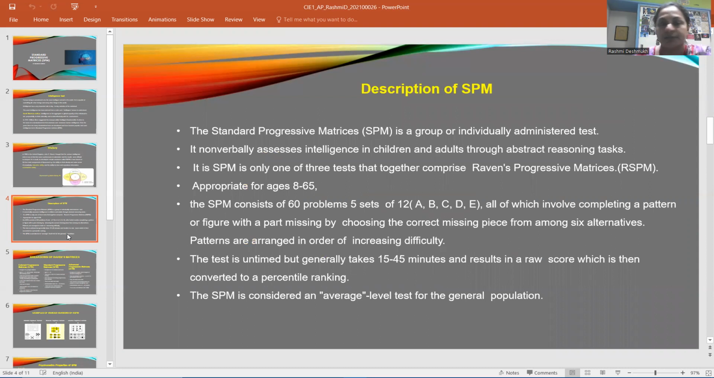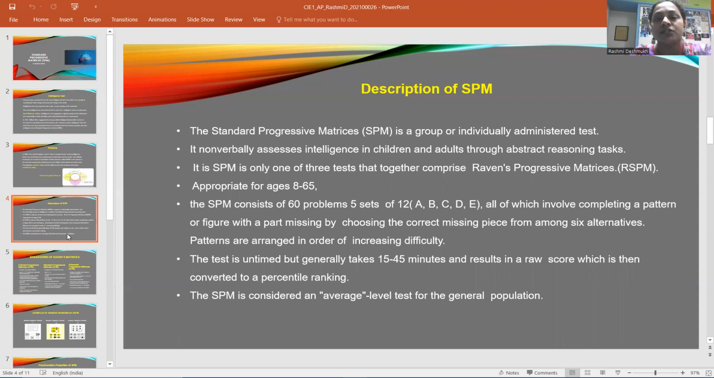Some facts about SPM. SPM is a group or individually administered test. It is a non-verbal test, and it assesses intelligence in children and adults through abstract reasoning tasks. SPM is one of three tests that together comprise Raven's Progressive Matrices, RSPM. The age range for this test is 8 to 65 years.